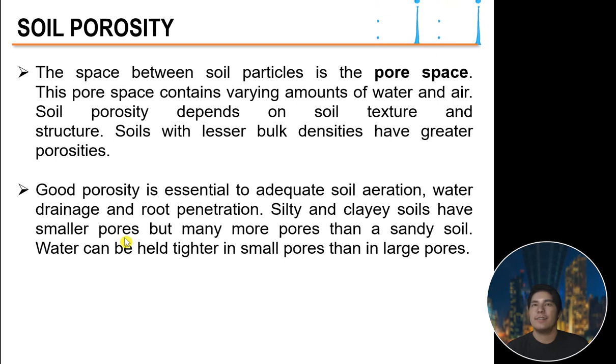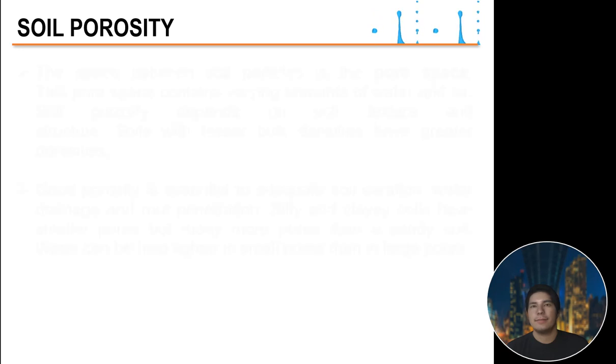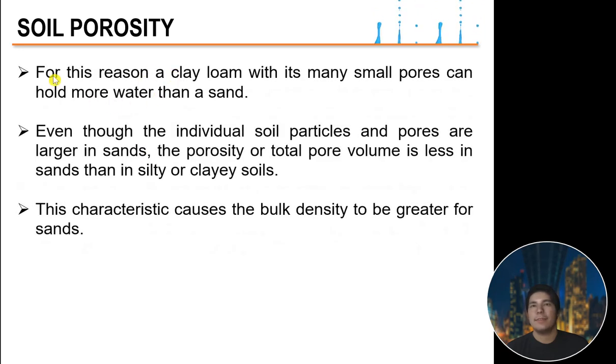Silty and clay soils have smaller pores but many more pores than a sandy soil. Water can be held tighter in small pores than in large pores, and that's because of surface tension. Okay, so for this reason, a clay loam with its many small pores can hold more water than a sand. No? So even though the individual soil particles and pores are larger in sand, the porosity or the total pore volume is less in sand than in silty or clay soil. This characteristic causes the bulk density to be greater for sand.